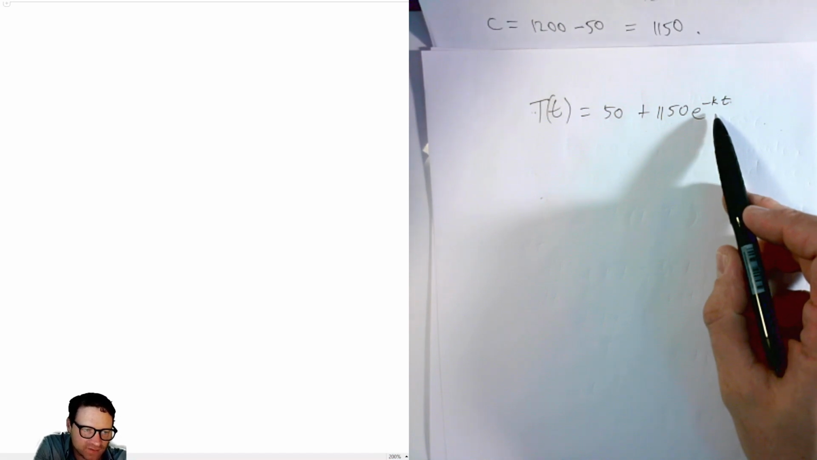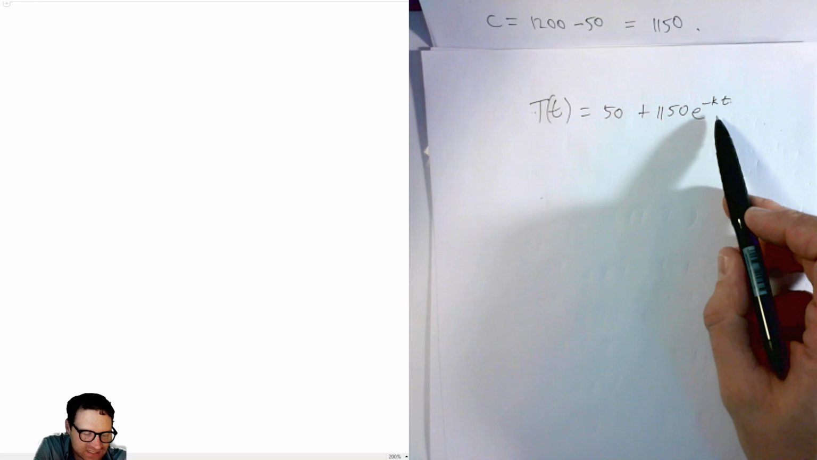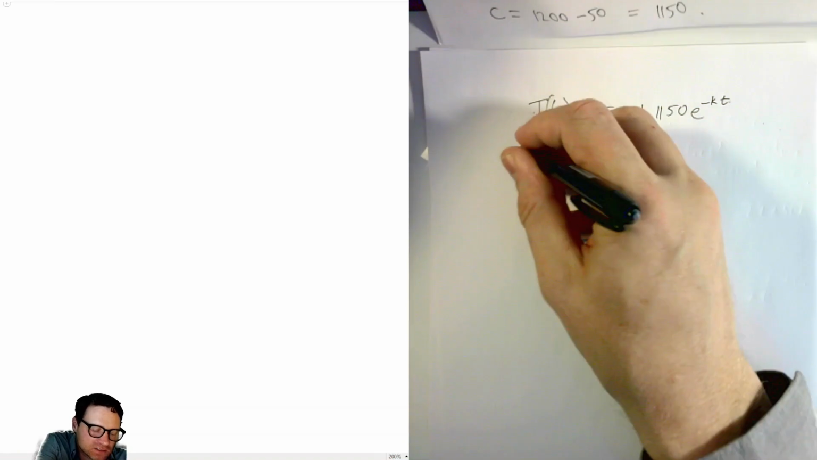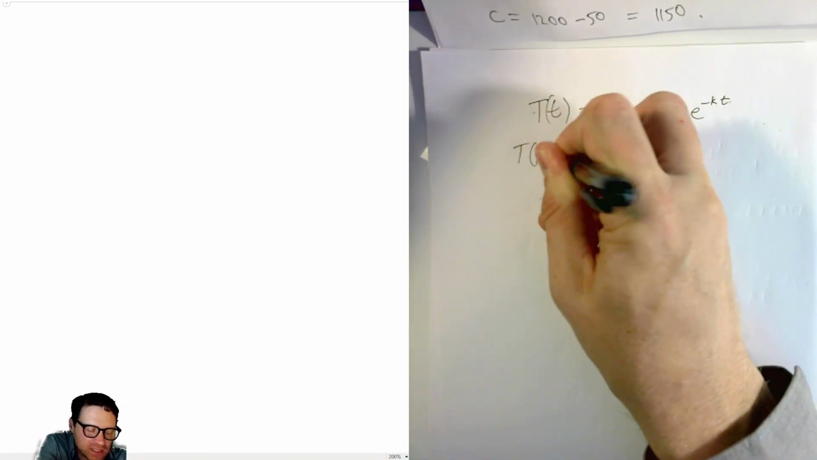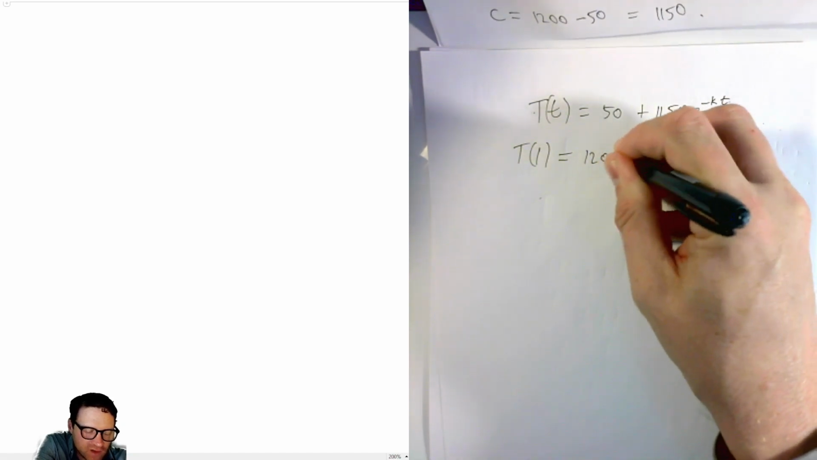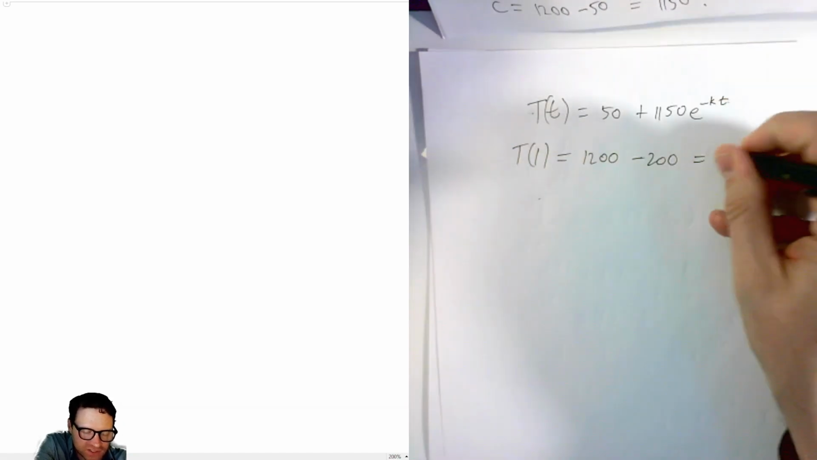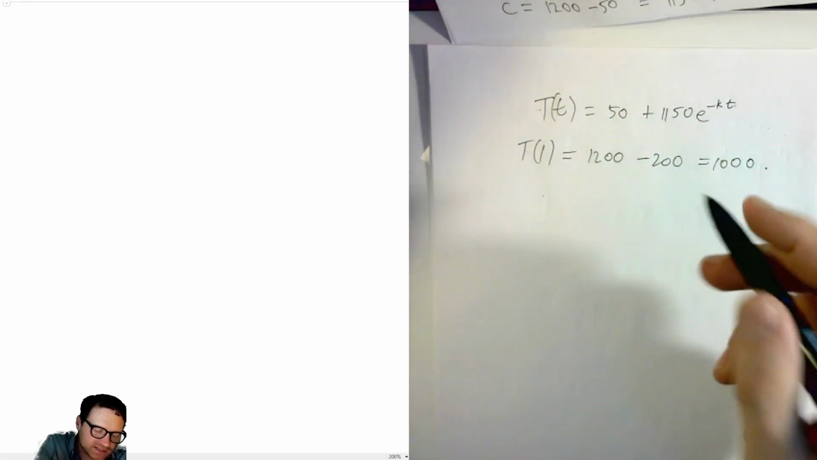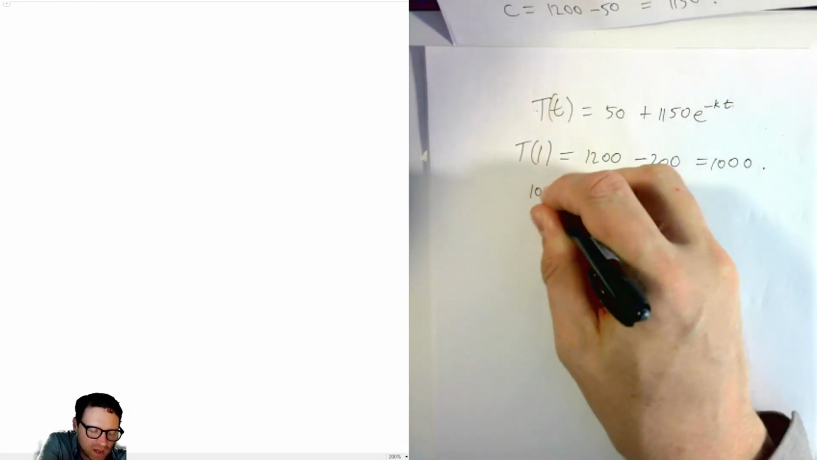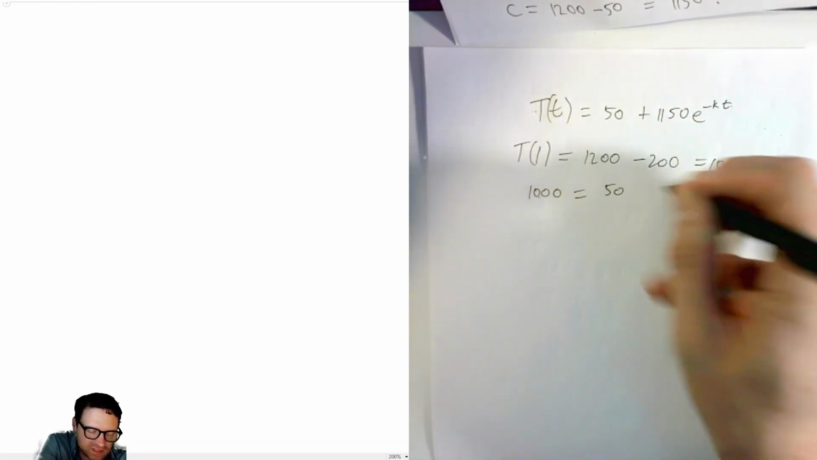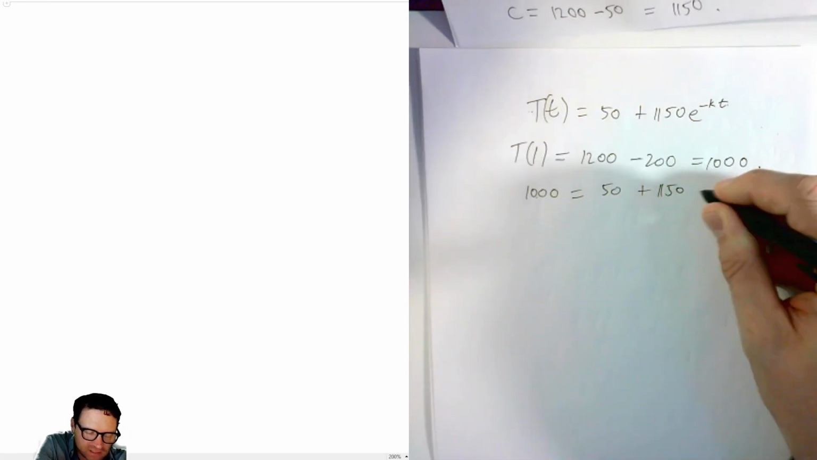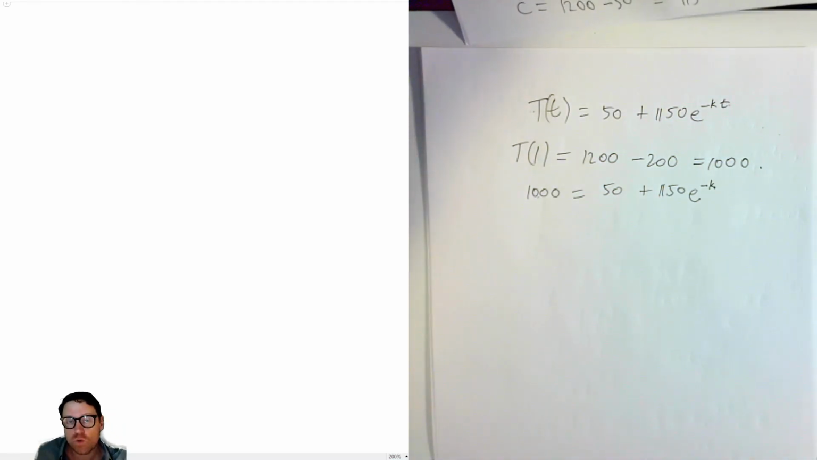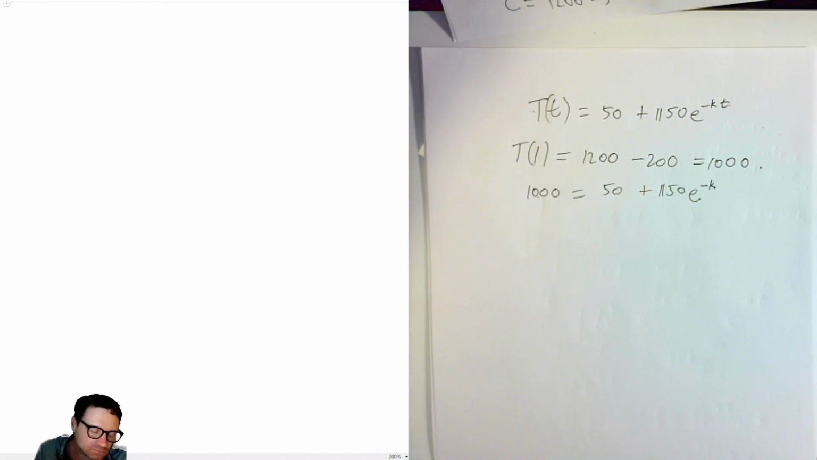Now it says in the first minute the bar cools by 200 degrees Celsius. So what that means then is it cools to 1000. So this says T of 1 minute is equal to 1200 minus 200, which is 1000. Okay, and so then we have 1000 is 50 plus 1150 e to the minus k times 1. So this now gives us a way to solve for k.